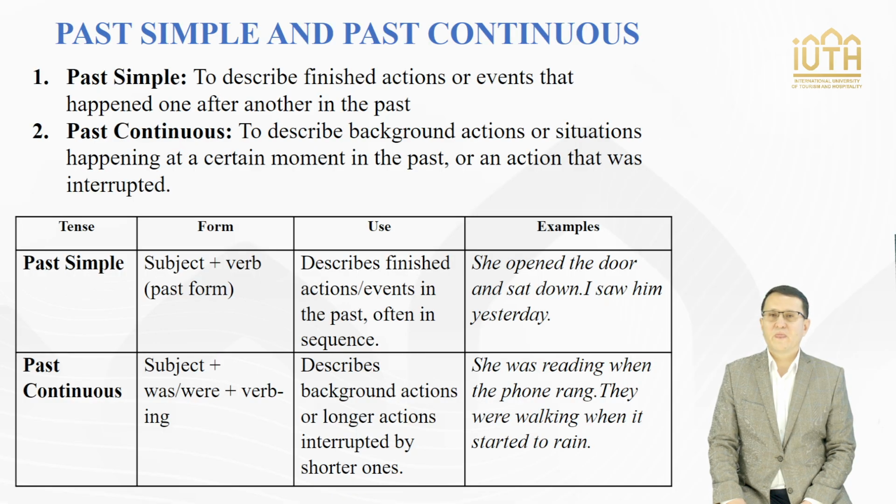Past continuous. Form: subject plus was or were plus verb-ing. The usage: to describe background actions or situations happening at a certain moment in the past, or an action that was interrupted. Keywords: while, when, at that moment. Example: she was reading a book when her phone rang. The long action, reading, was interrupted by the short action, phone rang. While they were walking in the park, it started to rain. Background situation and new event.